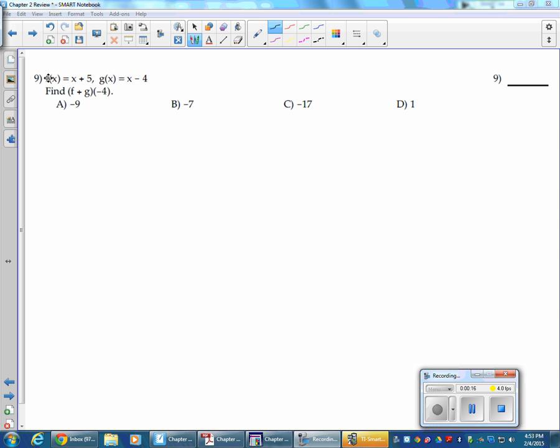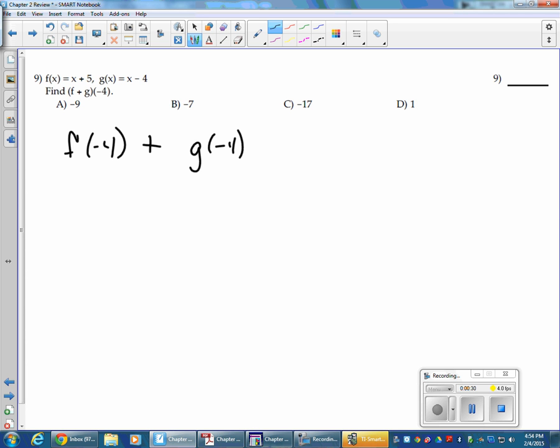Number 9 says, if f of x is x plus 5 and g of x is x minus 4, find f plus g of negative 4. The easiest way to do that is to find f of negative 4 and find g of negative 4 and add those two results together. If I plug negative 4 into x for the f equation, it'd be negative 4 plus 5, which is 1. And if I plug negative 4 into the g equation, it'd be negative 4 minus 4, which is negative 8. So what I need to do is add 1 plus negative 8, which is negative 7. So my answer is B.